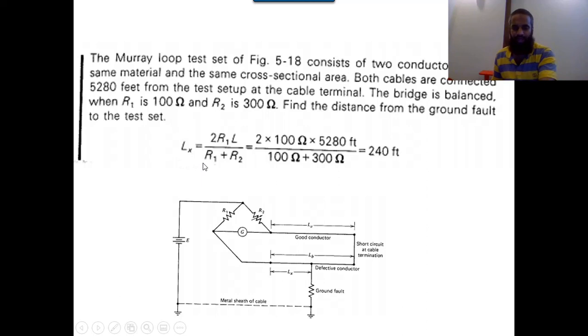So our formula is Lx is equal to 2 times R1 L over R1 plus R2. When we put the values of R1, L, R1 and R2, the overall distance which is calculated is 240 feet. That means the distance between the fault and the test setup is 240 feet. So if we dig at the 240 point, we can find the fault.